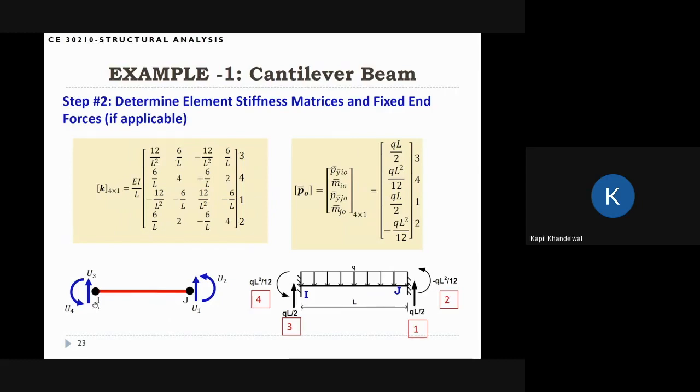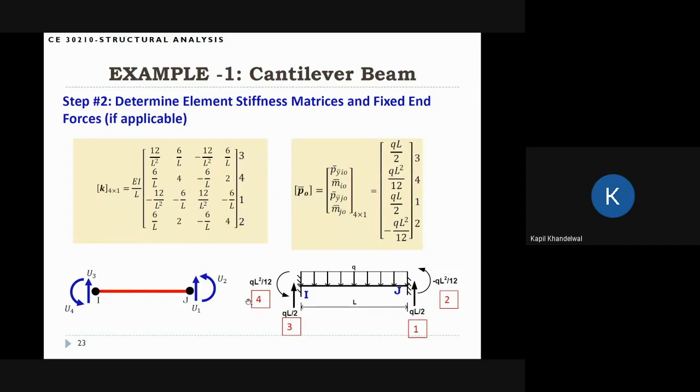So you can think that for the beam element, the left node is always I and the right node is always J. So the ordering should be Vi, theta I, Vj, theta J. So Vi is the 3rd degree of freedom, theta I is the 4th degree of freedom, Vj is the 1st degree of freedom, and theta J is the 2nd degree of freedom. So this is extremely important to get these degrees of freedom right.